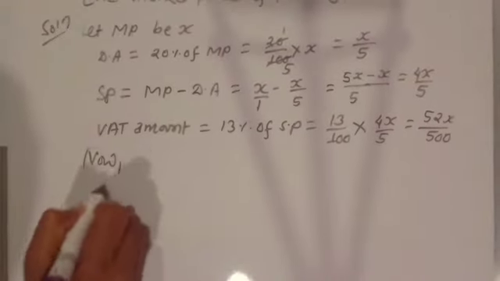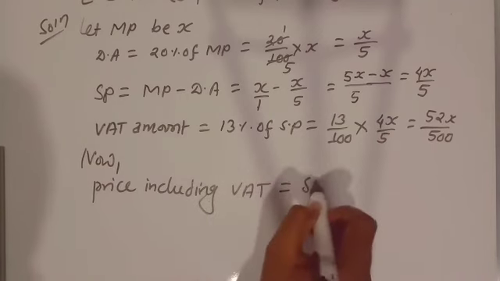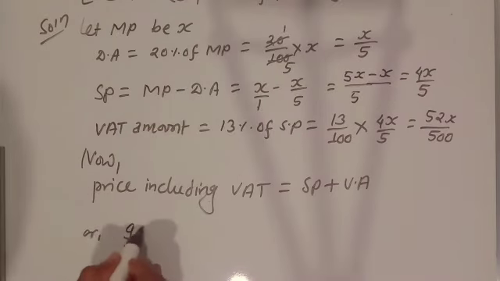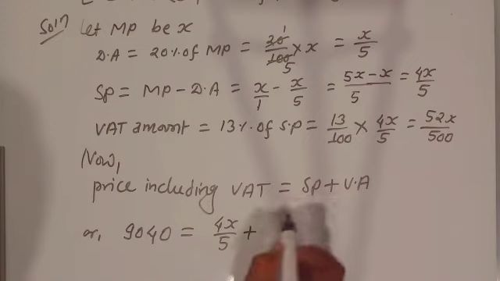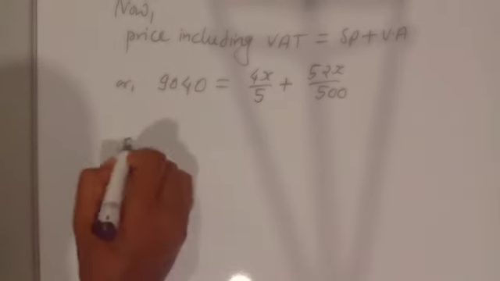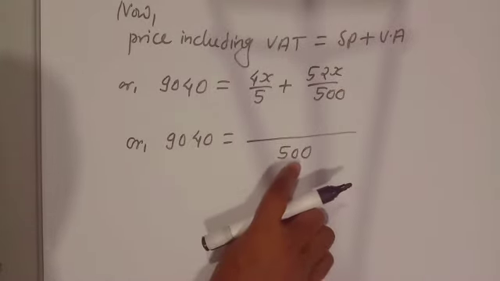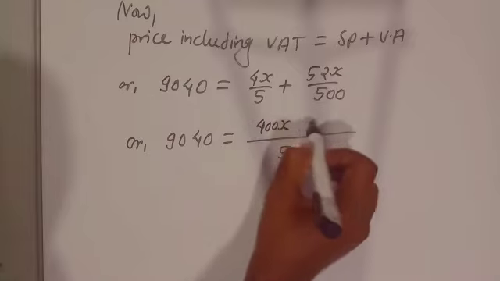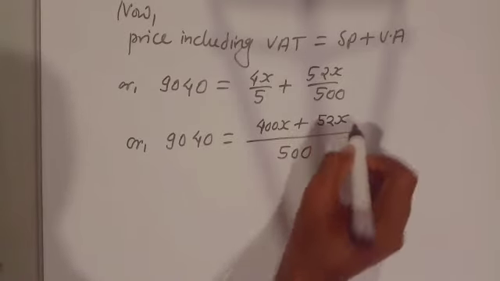Now price including VAT equals SP plus VAT amount, and price including VAT is given, 9040. SP is given, 4X upon 5, plus VAT amount is given, 52X upon 500. Again solve by taking LCM. 9040 equals, LCM of 500 and 5 is 500. Then divide this LCM by the denominator of the first expression. Quotient is 100. 100 times 4X is 400X, plus again divide this LCM by the denominator of the second expression. Quotient is 1. 1 times 52X is 52X.